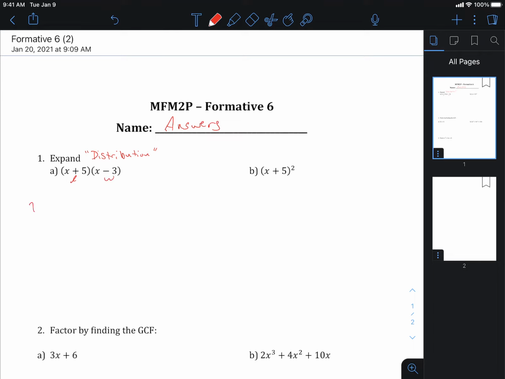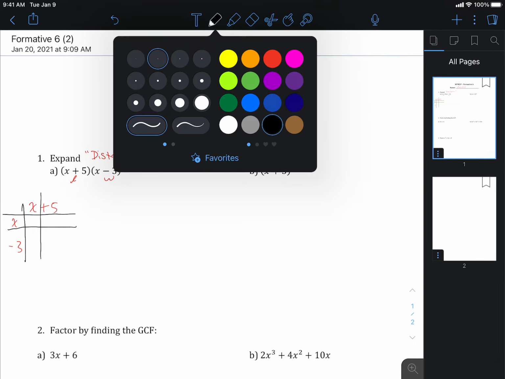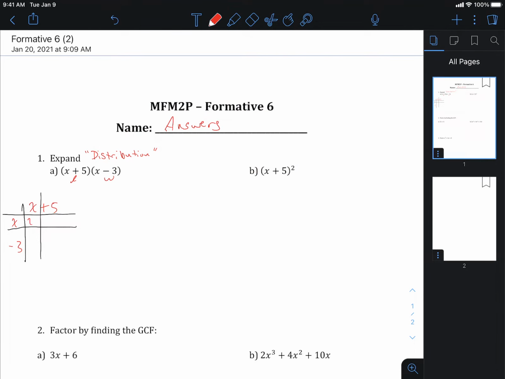So I'm going to say, okay, x plus 5, and then I'm going to write the width down the side, x minus 3, and then I create a table. Right? And you fill in the middle of that table with multiplication. So x times x is going to be x squared. X times 5 is going to be 5x. Negative 3 times x is negative 3x. And negative 3 times positive 5 is negative 15.